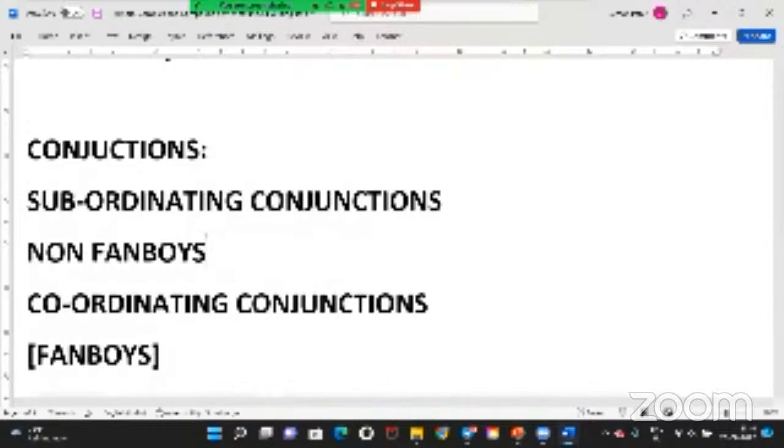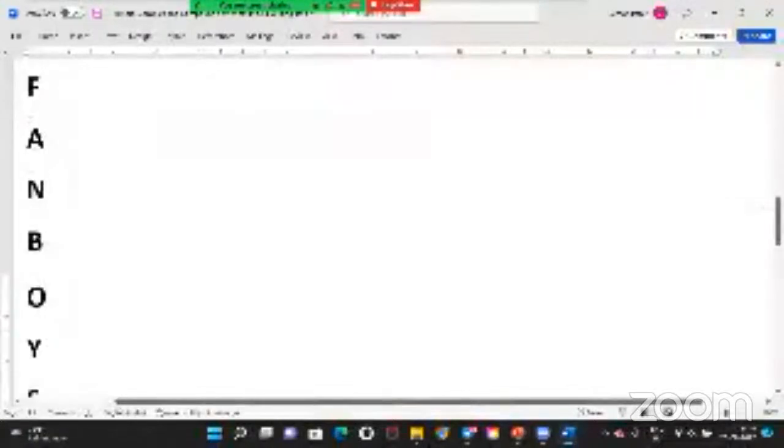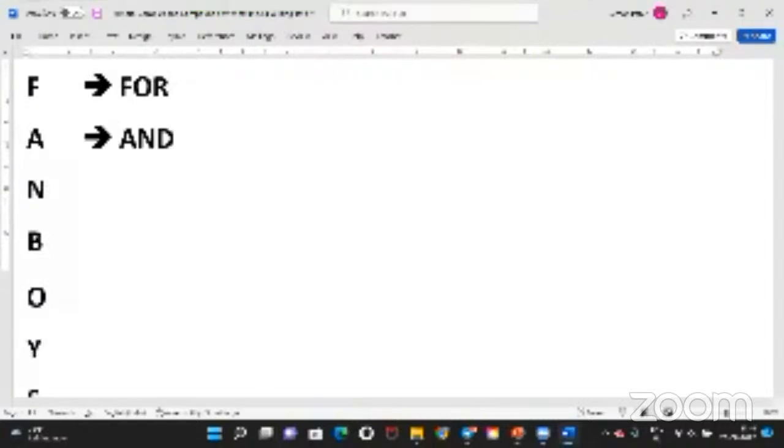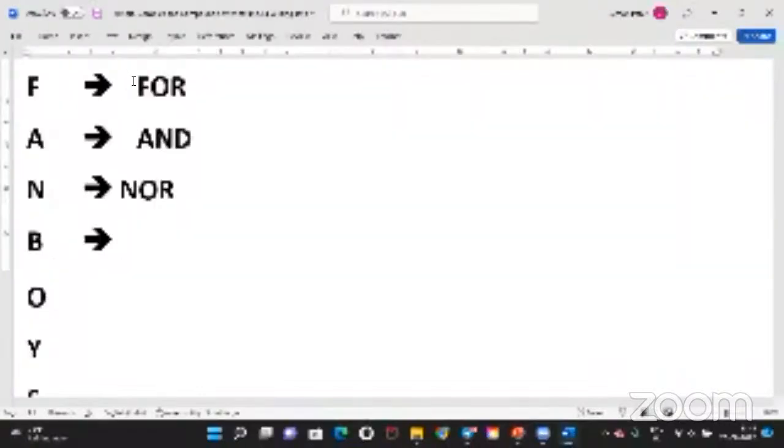Fanboys are seven: F, A, N, B, O, Y, and S. Now let us see. F stands for for, and, nor. Remember these things. It's very easy to identify. For, and, nor. Then but.